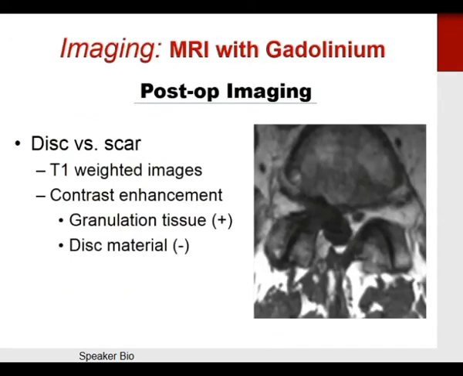For post-op imaging, MRI is the modality of choice. If it's a revision or recurrent disc herniation, then an MRI with gadolinium is preferred. In this image, this is a T1 weighted image. You can identify the laminectomy from the previous surgery. There's dark tissue here. Once you administer gad, if it lights up, then this is granulation tissue or scar. Disc material is avascular and therefore would remain dark.